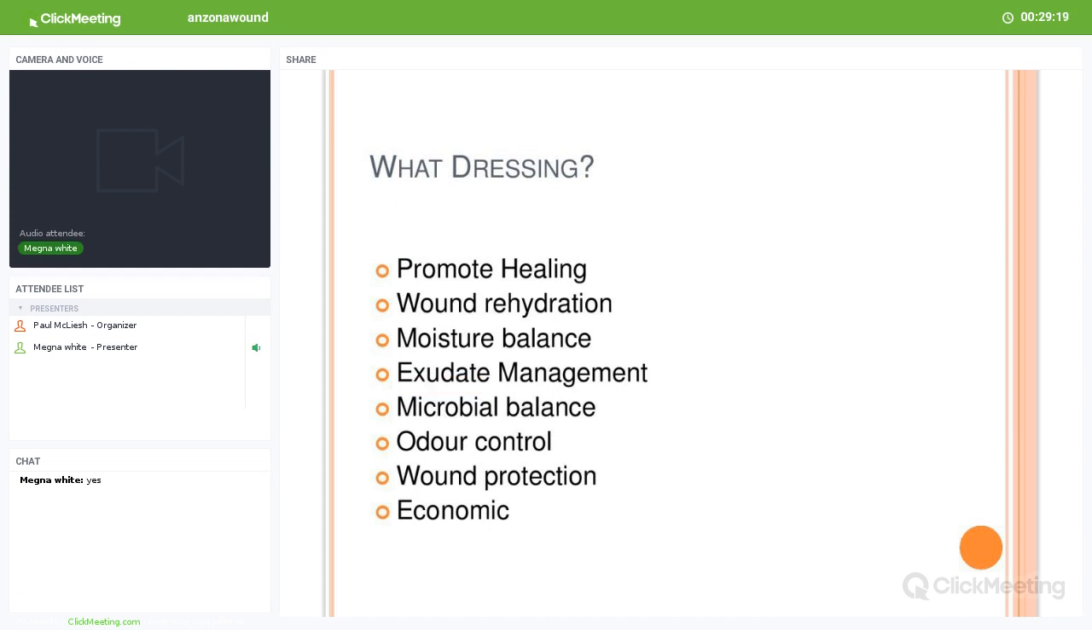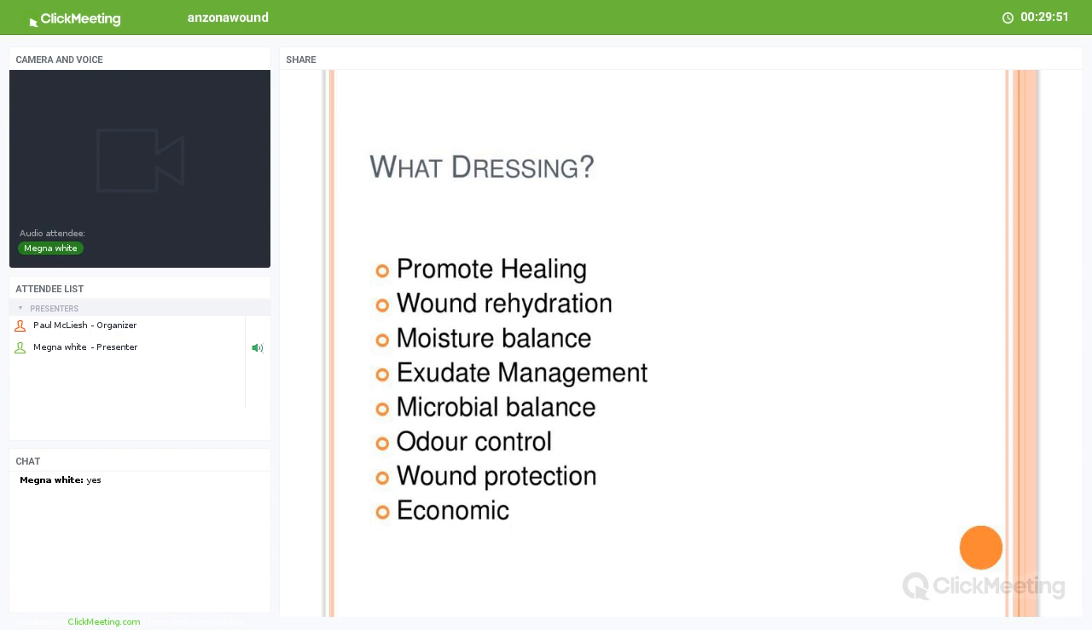What dressing? So again, looking at the patient, understanding what medications they're on. So when we talk about medications, are they on a blood thinner that's going to increase the amount of exudate? Do they have fragile skin where you may need to pick more of a silicone-based dressing? So the dressing, you just want to promote healing. You want to keep the wound rehydrated. Balance the moisture. You don't want to dry the wound out, but then you don't want to make the wound too moist that you end up with a macerated surgical site.